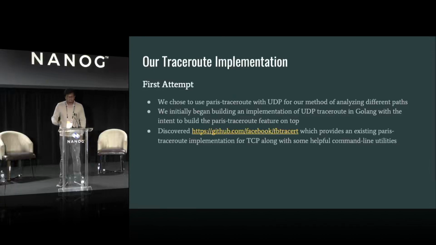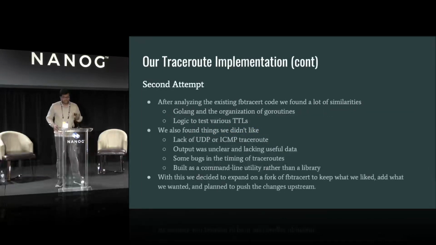And then we discovered that FB Tracer already has this mechanism, but it does it using TCP. So our second attempt was to use Golang with concurrency and goroutines, and get a logic to test various TTLs. Some of the things we wanted to add were UDP and ICMP data, and we also wanted to build a CLI utility rather than a library. So we forked the FB Tracer version and tried to add whatever we could. This is the first part of the hack.